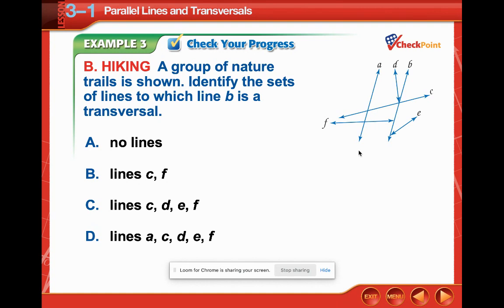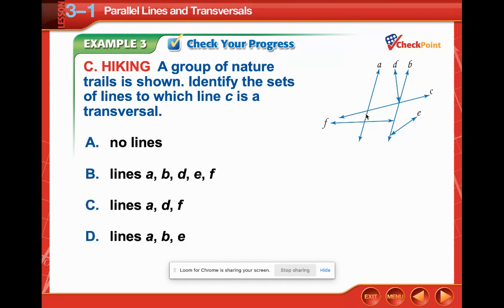All right. Identify the sets of lines to which line B is a transversal. Mr. Selby's not going to get this one wrong. As you can probably imagine, it is the same thing. Line A and B appear to be parallel, so every other line would be a transversal.